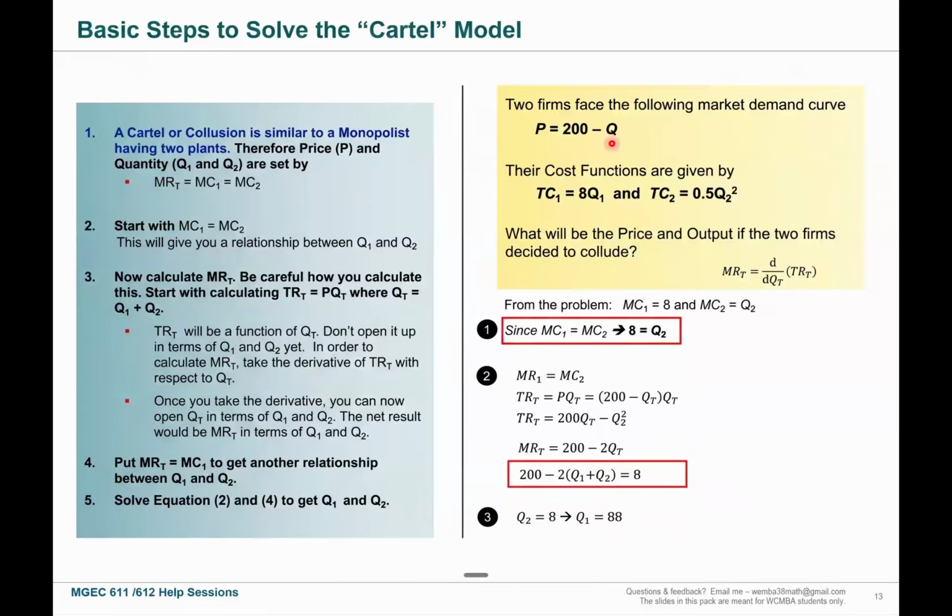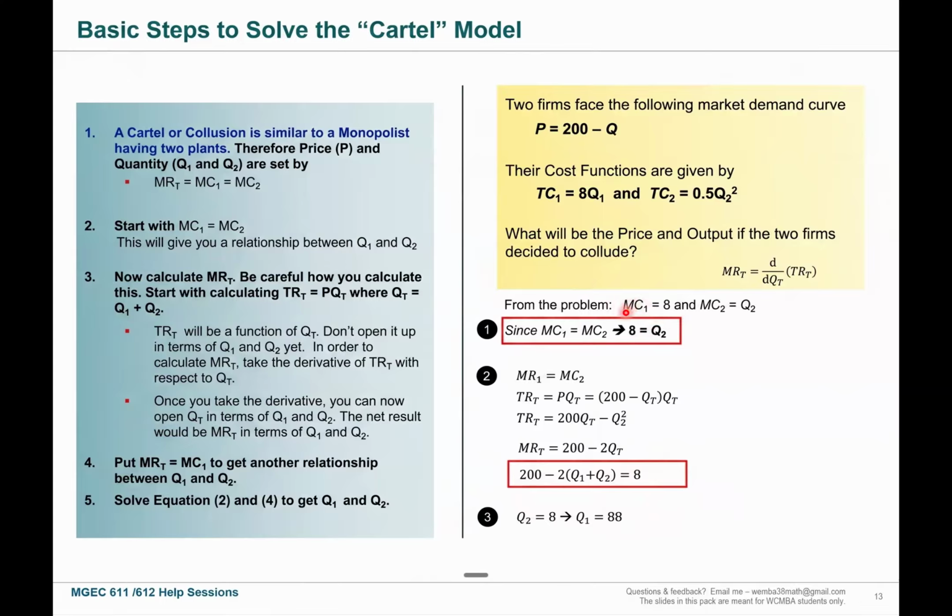What will be the price and output if the two firms decide to collude? So what do you think? Well, what's our process? Our process is, well, the multi-plant monopolist is MRT equal to MC1 equal to MC2.